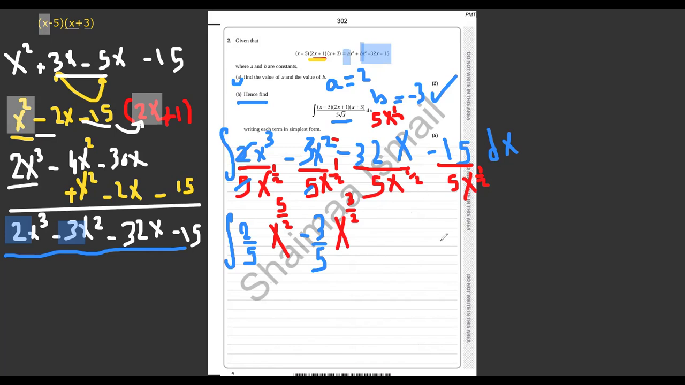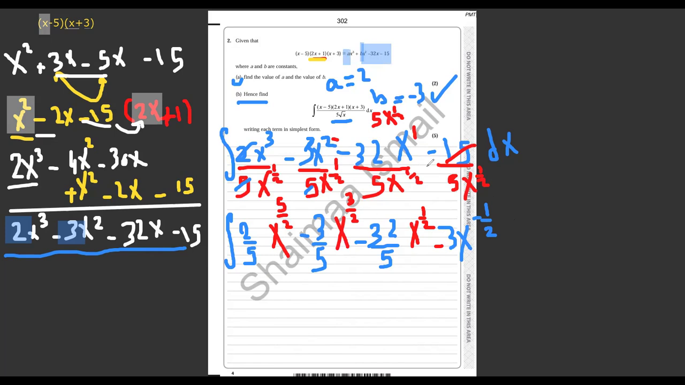Then minus 32 over 5. Split the fraction from the x. Okay, so here x power 1 minus half will be x power half. And it's time to do the integration. And here 15 divided by 5 is equal to minus 3x power negative half.